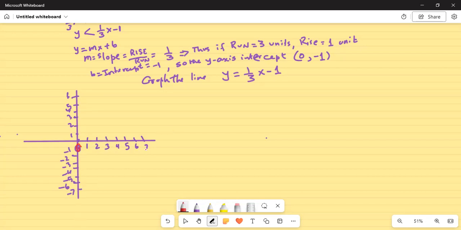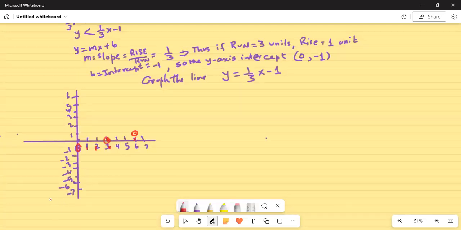Next, I realize my slope is 1/3. Or if my run is 3 units, rise is 1 unit. That being the case, I move horizontally 3 units and my rise is 1 unit. So my run is 1, 2, and 3. And my rise is 1. This is the other point. Okay. Similarly, if I go another 3 units to the right, my rise will be 1.